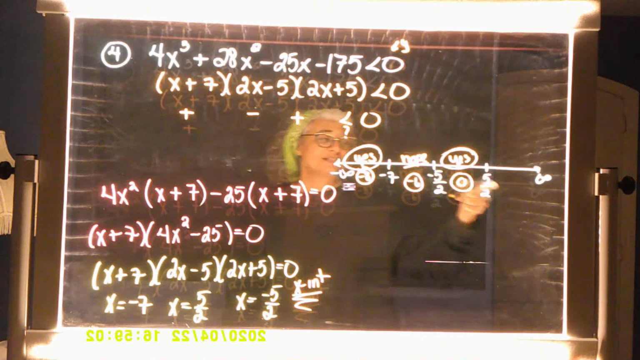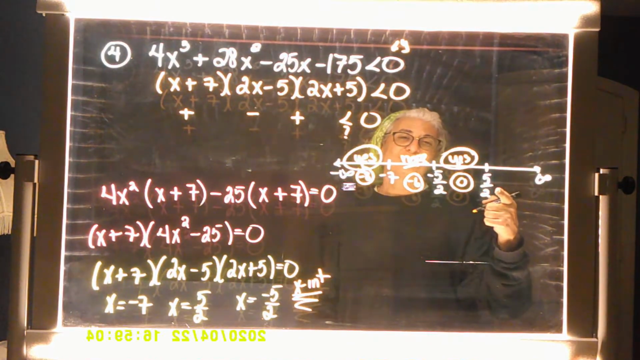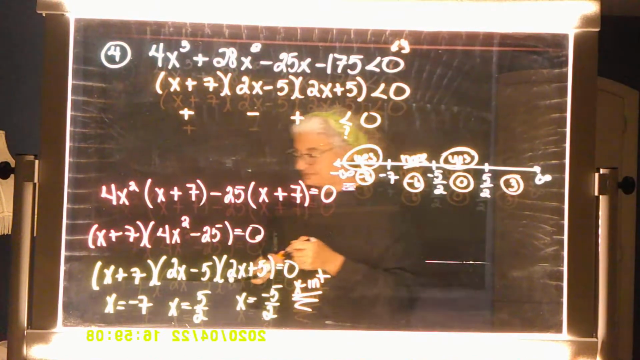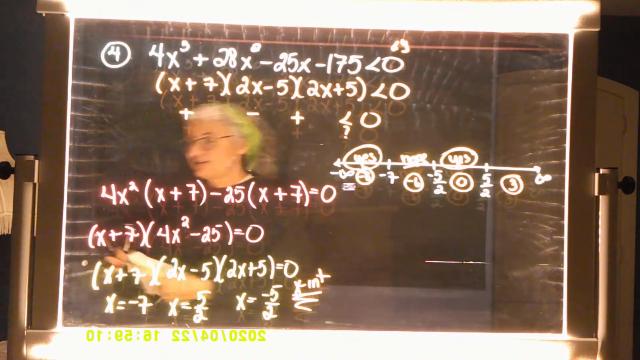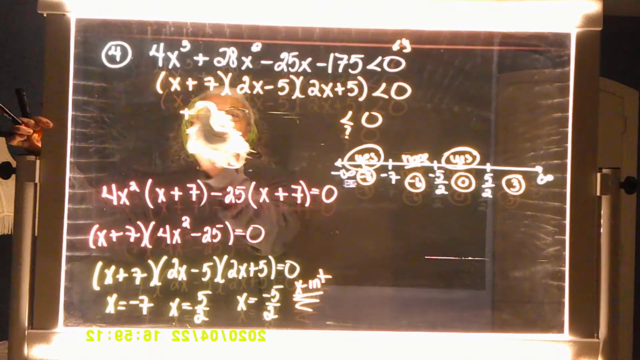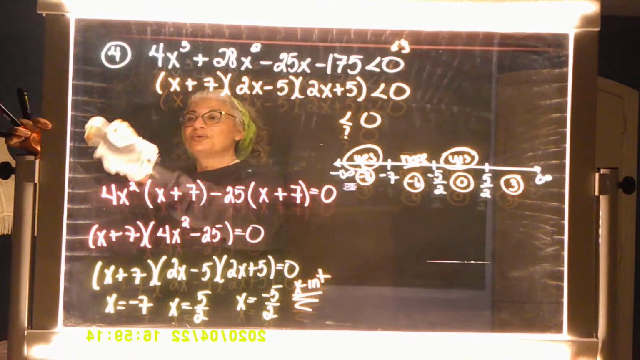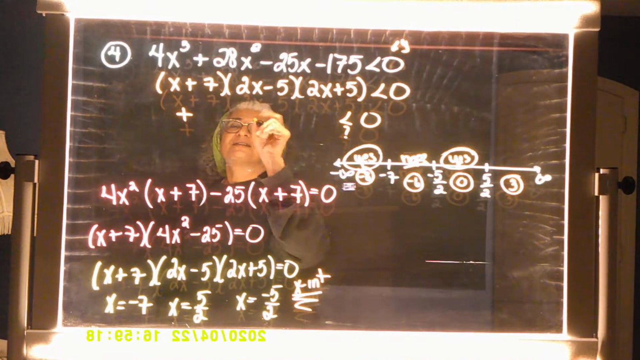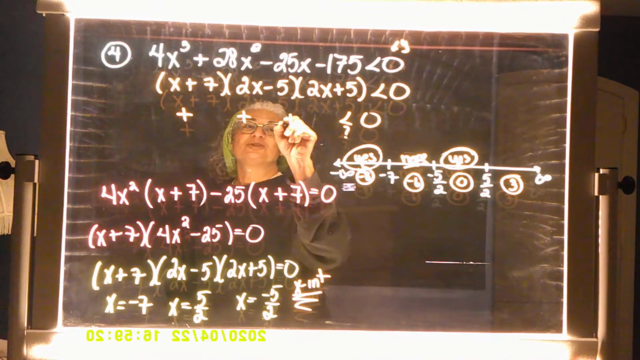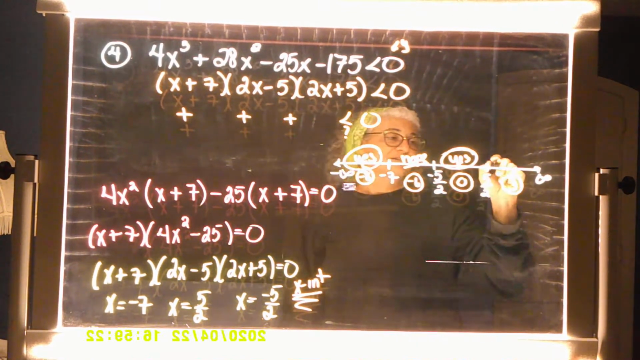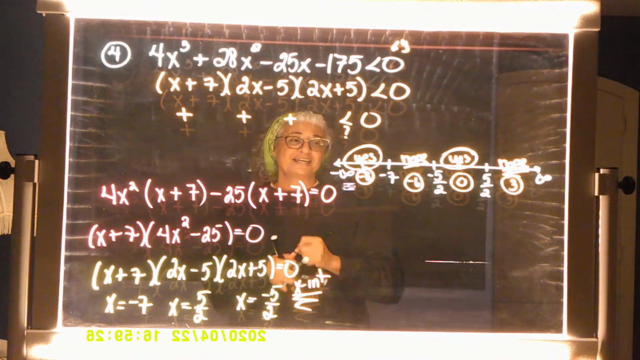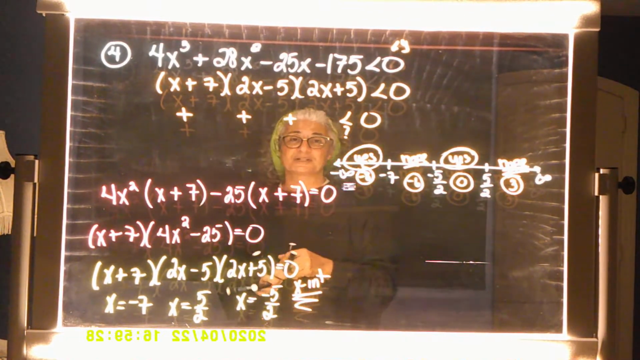And last but not least, what is this? A little over 2, right? So I'm going to plug in a 3. Okay, one more time. Let's see what we get. We plug in a 3. That'll be a positive, a positive, and a positive. And that's definitely not less than 0. So in this case, I have two intervals that work.